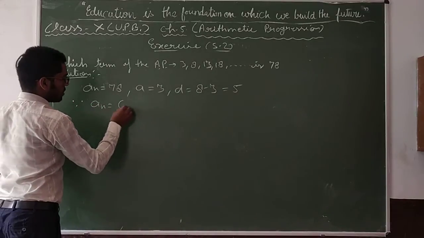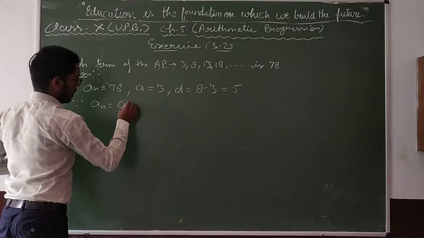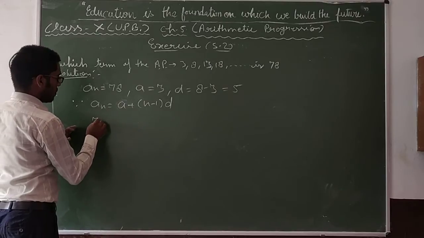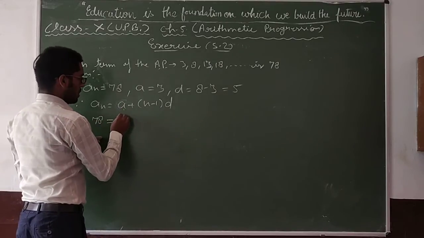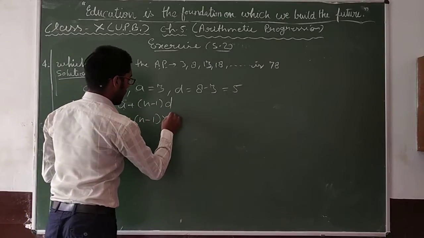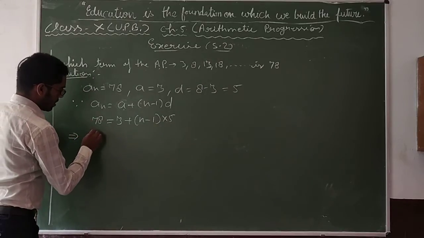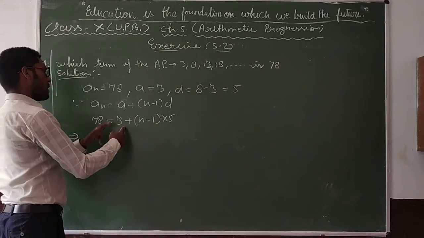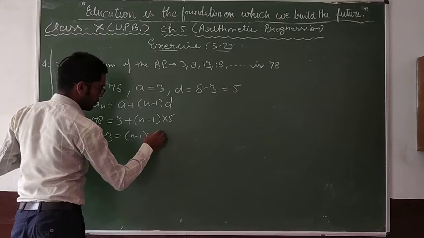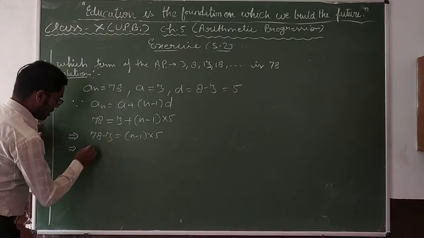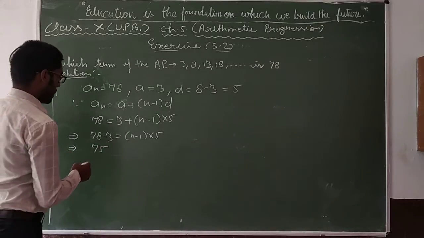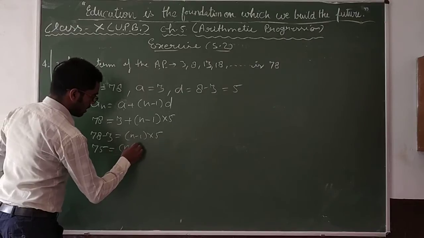Now write the formula. an is equal to a plus n minus 1 into d. Put the values. an is 78 is equal to a, which is 3, plus n, which is not given, minus 1 into the common difference, which is 5. 78, after transposing and bringing 3 to the LHS, it will become 78 minus 3 is equal to n minus 1 into 5. 78 minus 3 will be 75 is equal to n minus 1 into 5.